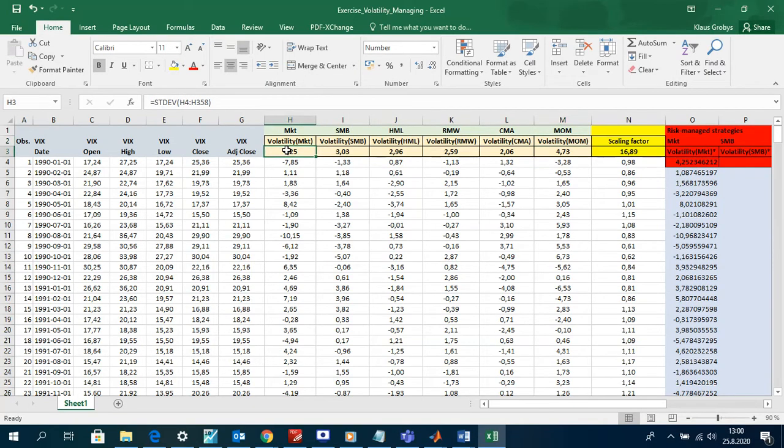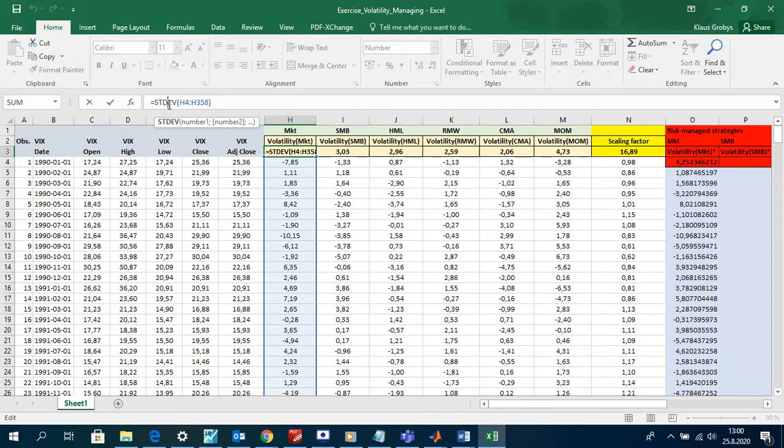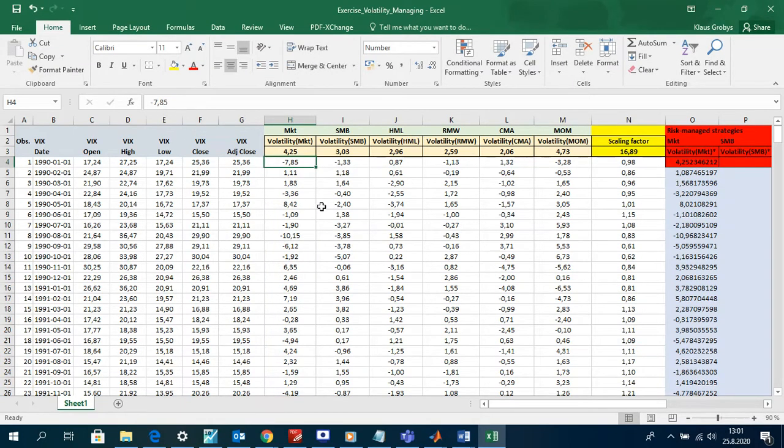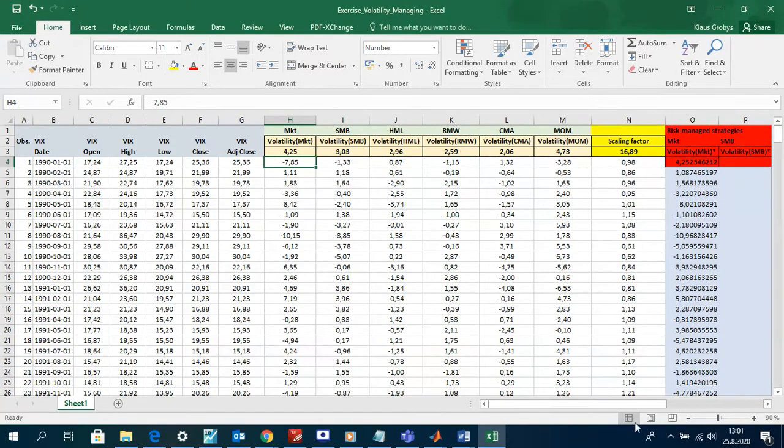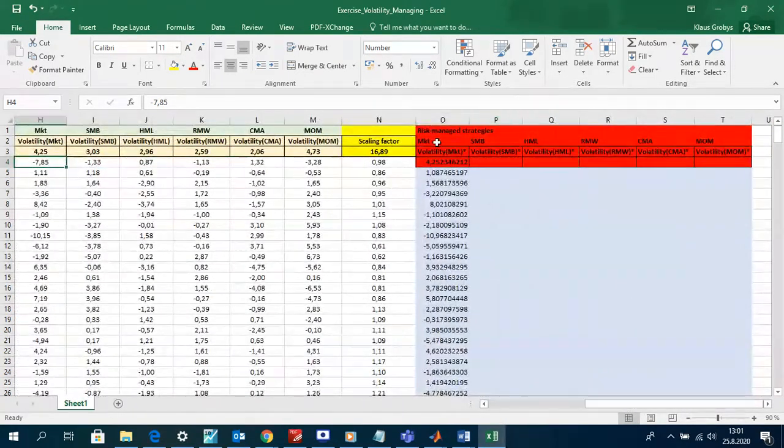And as an estimate for the volatility, we use simply the standard deviation of this time series vector. So the question arises, so what we see here now, we have the risk managed strategies. We start with the market factor as here. The second is the risk managed SMB size factor. We have here in red the risk managed value factor, profitability factor, investment factor, and momentum factor.